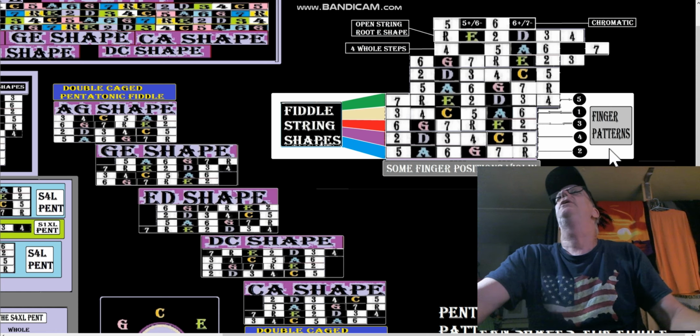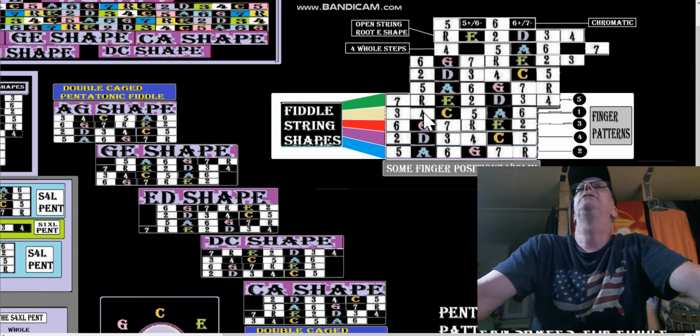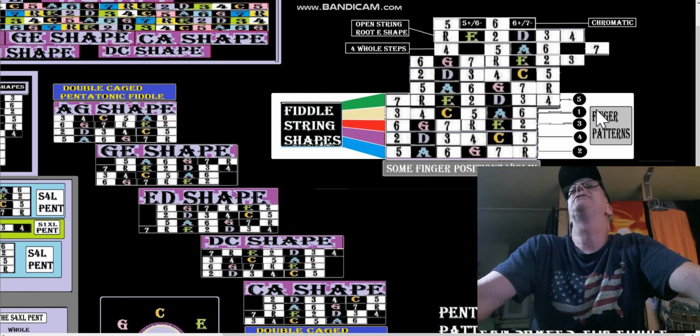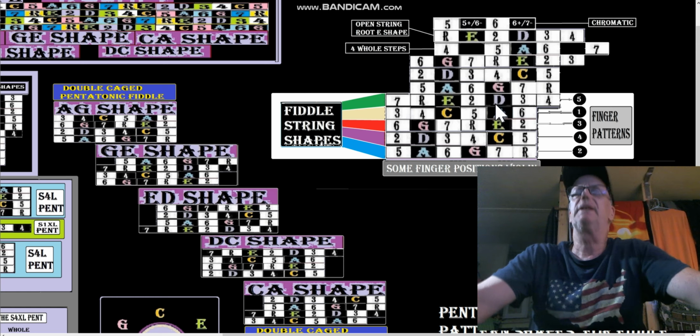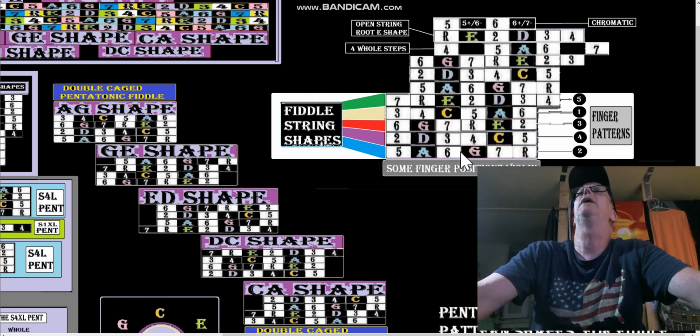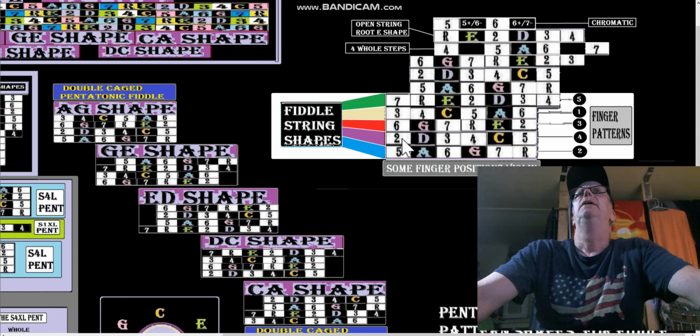So what I did was I just assigned some finger patterns to each string in that pattern stack. I tried to match them up a little bit to something I saw on a fiddle diagram, but I don't think it's the same. So anyway, that's the best I can offer right now. These shapes are unique. Whole, whole, whole, half, whole, half, whole. But this is the same.